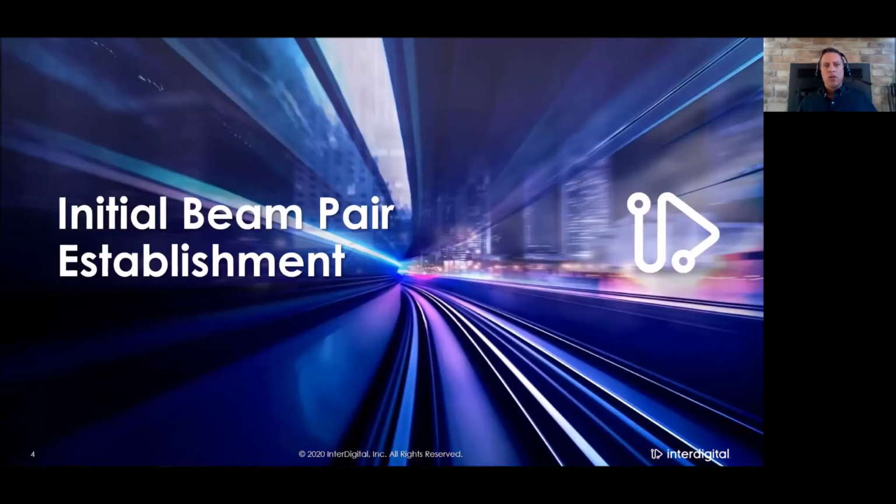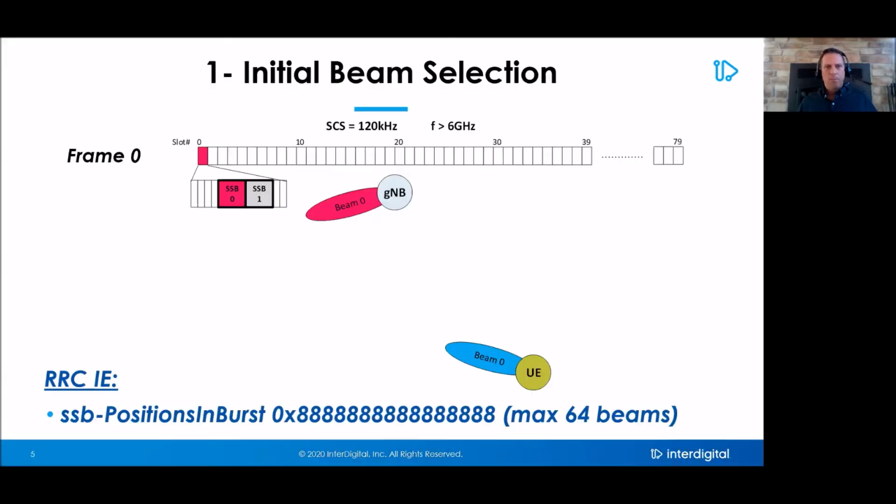So let's start with initial beam pair establishment. The first step of initial beam pair establishment is the initial beam selection itself. The gNB is following a pre-configured schedule to transmit the SSB blocks on different beams. The mapping of the beams to the SSBs is determined by the SSB positions in burst RRC information element. In this example, a beam is mapped to every fourth SSB.